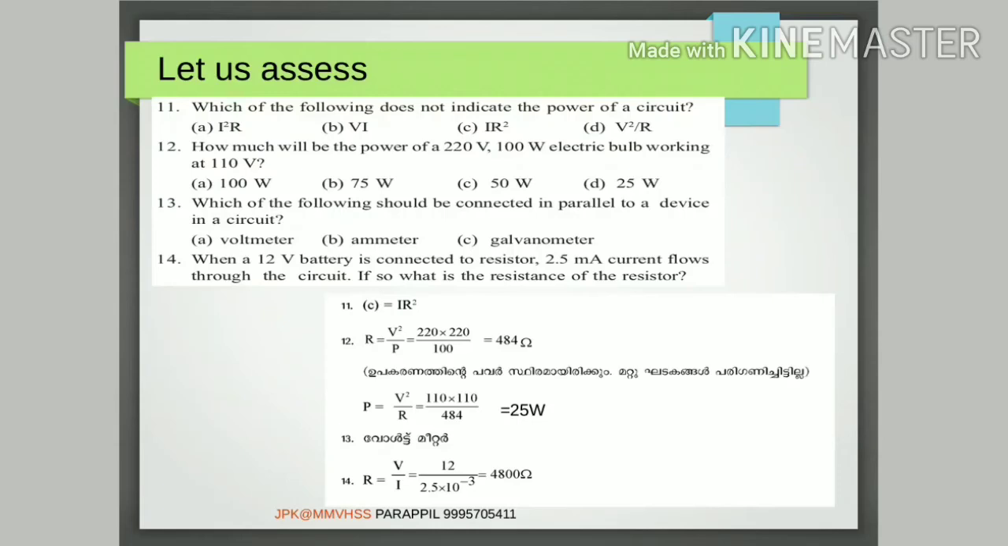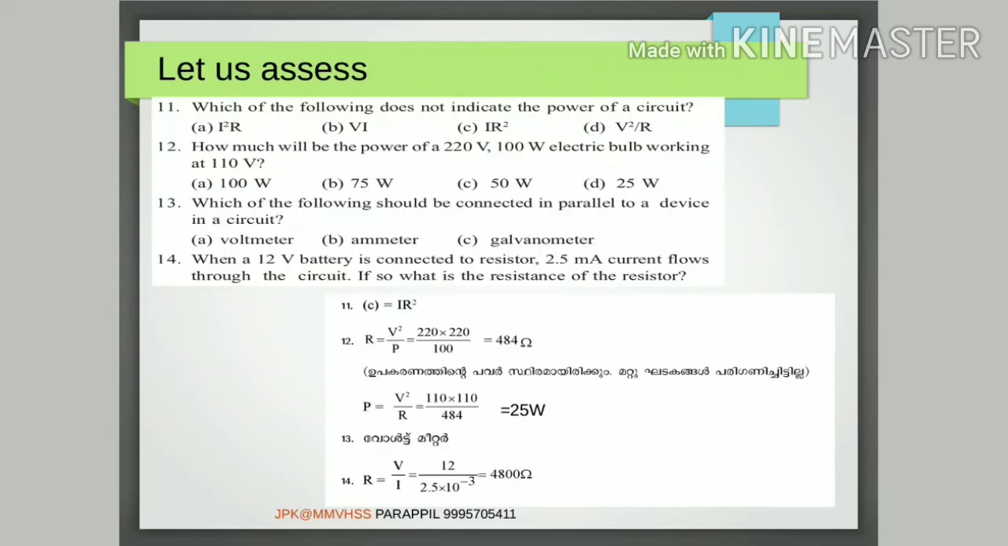In the 12th one, find out the resistance of the filament. R is equal to V square by P, that is equal to 484 ohm. To find out power, power P is equal to V square by R is equal to 25 watt. We know that in a circuit, ammeter is connected in series and voltmeter in parallel.